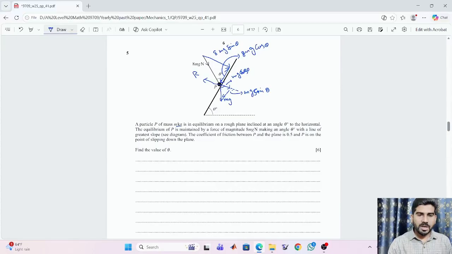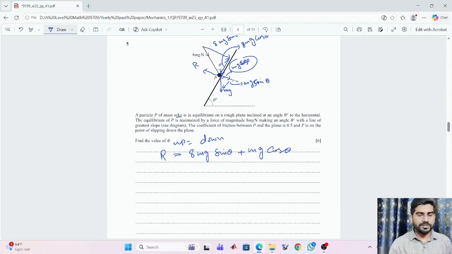We can see there isn't any motion perpendicular to the plane. So R, the upward force, is equal to the downward forces, because this is in equilibrium. There are two downward forces. The first one is 8 mg sine theta, and the other one is mg cos theta. Upward is equal to downward.